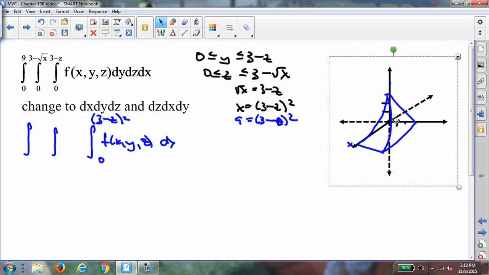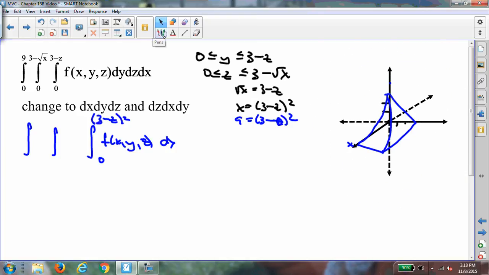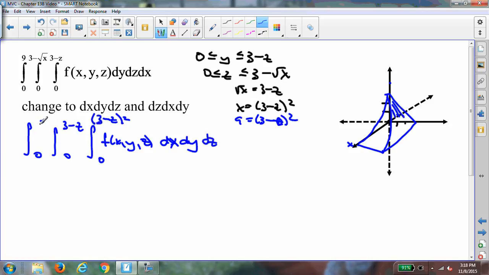So notice back here, x is equal to 0, and then in front, the curved surface 3 minus z squared. Now if I project this onto the yz plane, I should see the triangle, because everything's being covered by the triangle. So we have dx, dy, dz. Y goes from 0 to 3 minus z, and z goes from 0 to 3. So that would be the dx, dy, dz version.